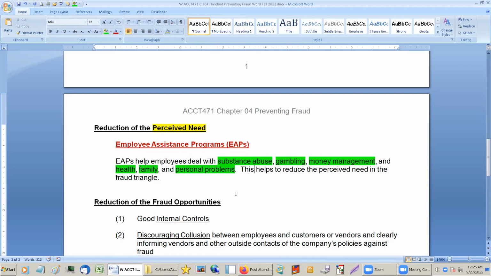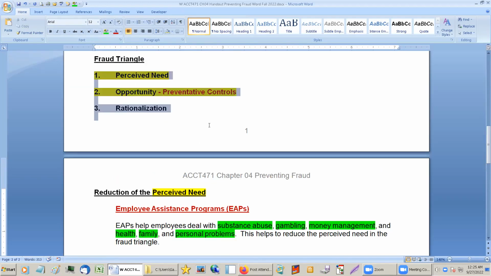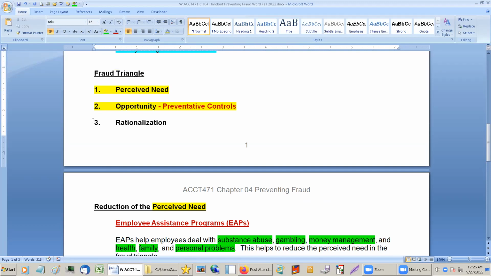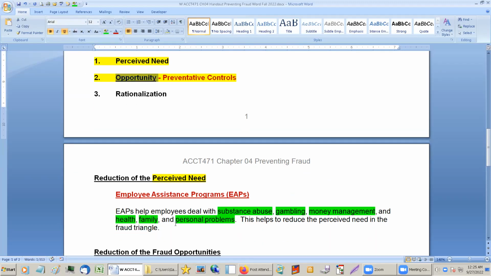And notice that you have to have all three for the fraud triangle. So if you can take out one of those, you prevent it. And it doesn't necessarily have to be just opportunity, which is what we always focused on in the past.